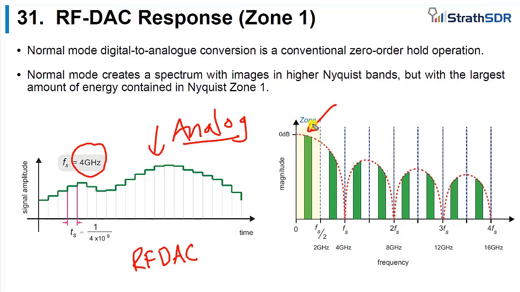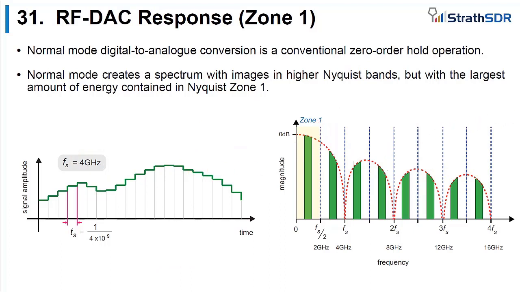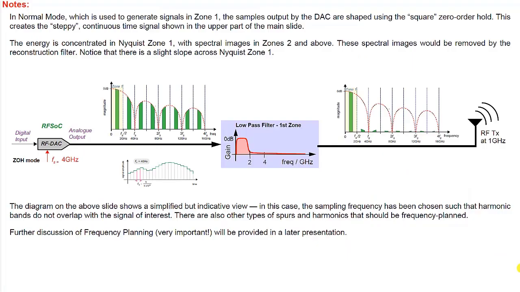So there's my band of interest, perhaps. And then these are the higher order bands that are caused by the steps, or the high frequencies created by the zero order hold process. And to remove these, I will use some form of low pass filter. So again, I've sketched that on the screen here.